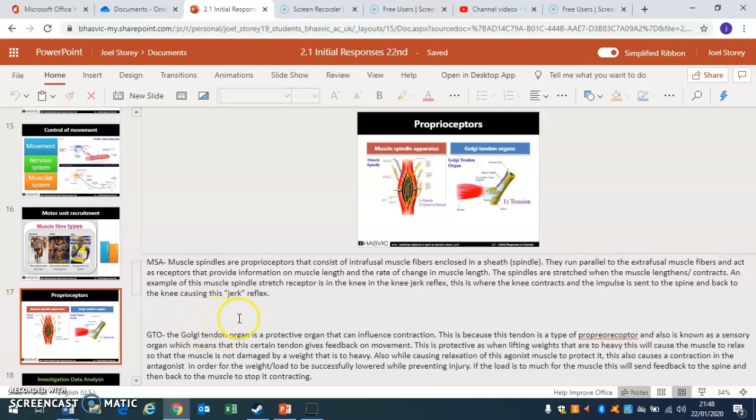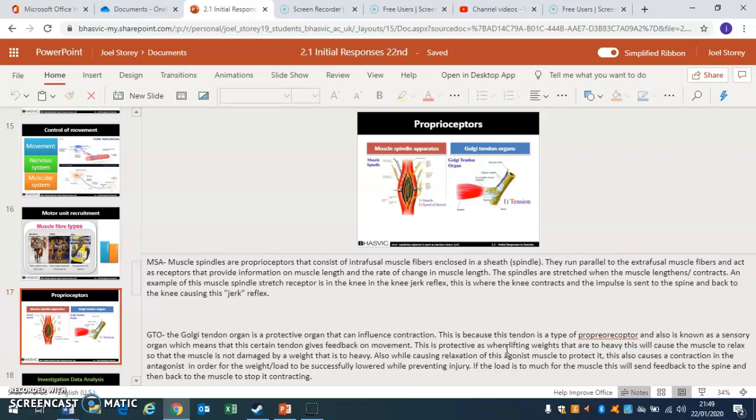Another type of proprioceptor is the Golgi tendon organ. This is a protective organ that can influence contraction. This is because this tendon is a type of proprioceptor and is also known as a sensory organ, which means that this tendon gives feedback on movement. This is protective, as when lifting weights that are too heavy, this will cause the muscle to relax so that the muscle is not damaged by the weight that is too heavy.